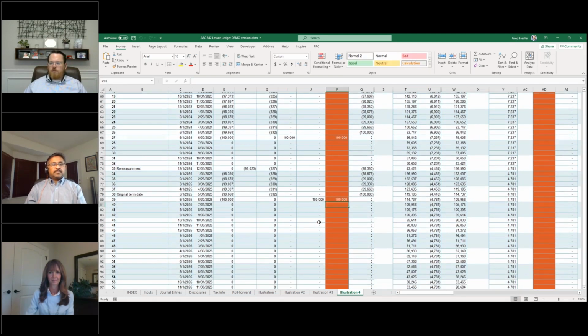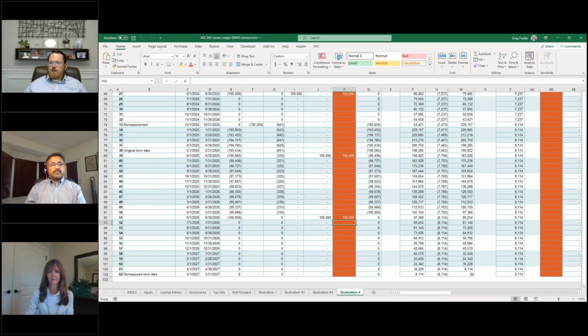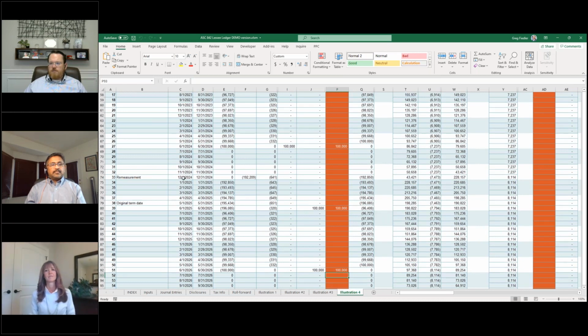And I just need to enter the additional payments because it's manual. If this was not a manual payment schedule, it would automatically update for you. But I can enter in those 2 additional annual payments. And you'll see that at 12/31/2024, we add the liability.